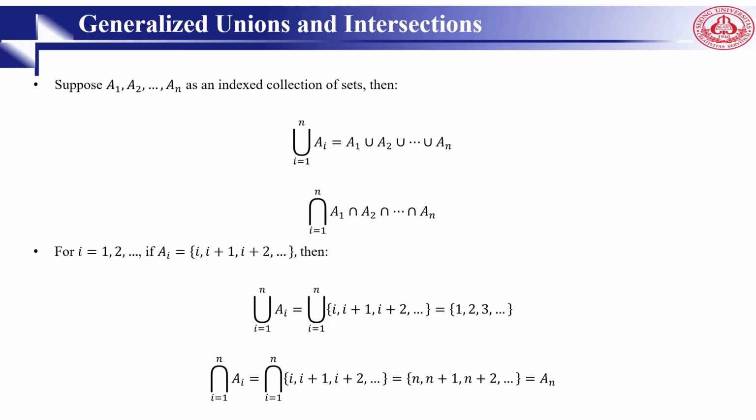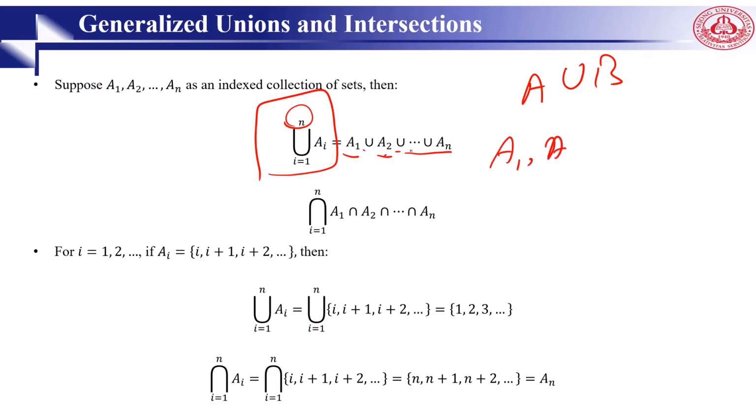So we can use generalized union and intersection for many sets instead of 1, 2, or 3 sets. Here you can see we have 1, 2, up to n sets: 100 sets, 200 sets, 1000 sets, right? So then we use this notation. Instead of A union B, we use this one. It means we have n sets from i equals 1 to n of A_i, meaning A1, A2, A3, up to An. And the same thing we can use for intersection, the intersection of n sets.